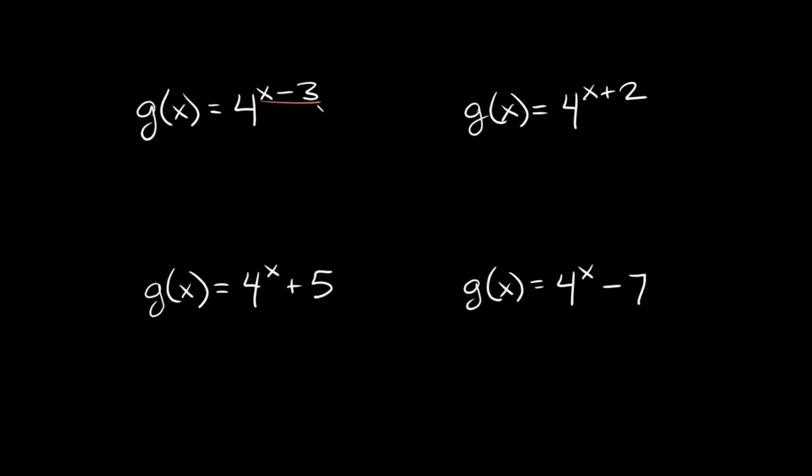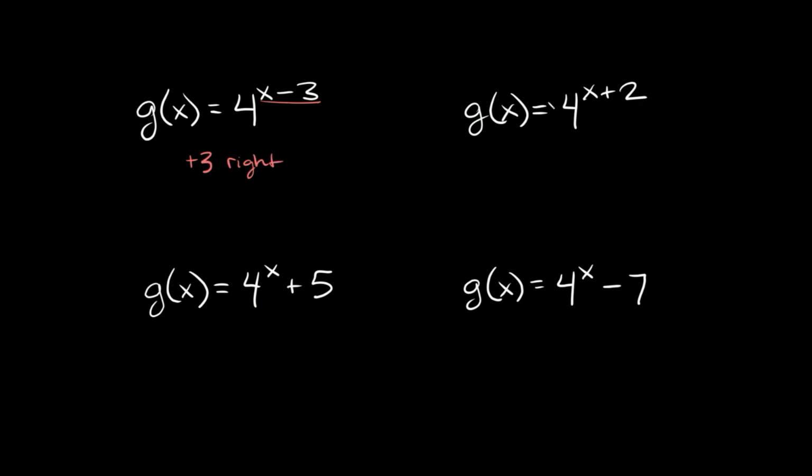Now, whenever in our exponent we have x plus or minus some number, that just means we're going to shift our graph left or right. And you always want to take the opposite sign here. So since there's a negative 3, we actually want to shift our graph positive 3 spaces to the right. If you think of a number line, positive 3 would be to the right.